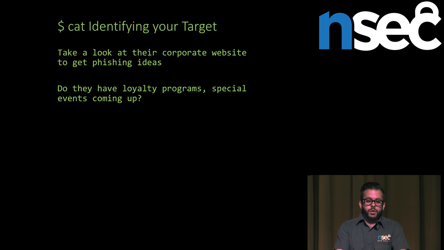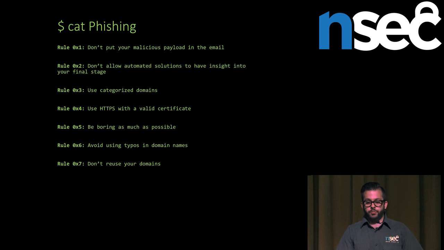Also, their corporate website is really useful to get ideas. Most big companies now have a loyalty program internally, or they're involved in a charity program and stuff like that. So if you know for a fact that there's an upcoming event in a month, let's say, you can decide to make a phishing campaign based on this. It's kind of good timing because it makes sense for them to receive email about that at that specific time. Or if they have a loyalty program, you can claim that you changed something in the loyalty program and they have to subscribe there and provide their Active Directory credentials on a third-party website, right? It's 100% legitimate.